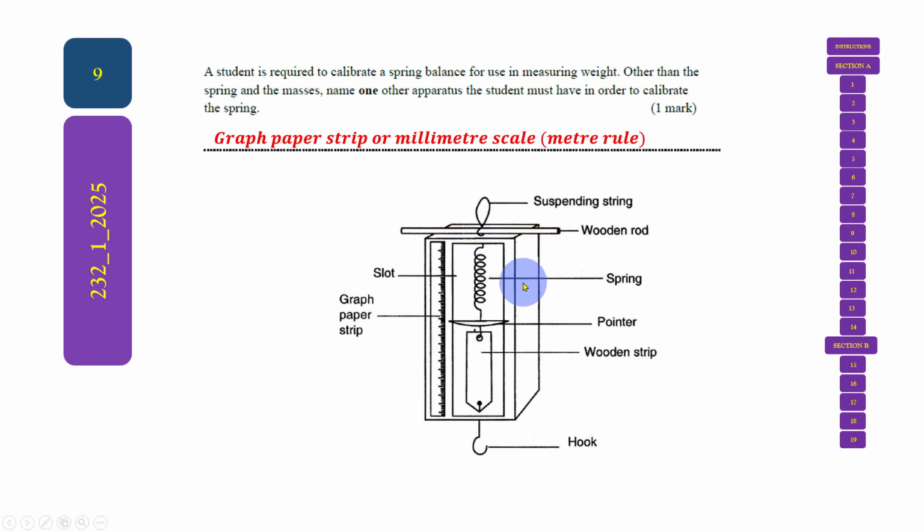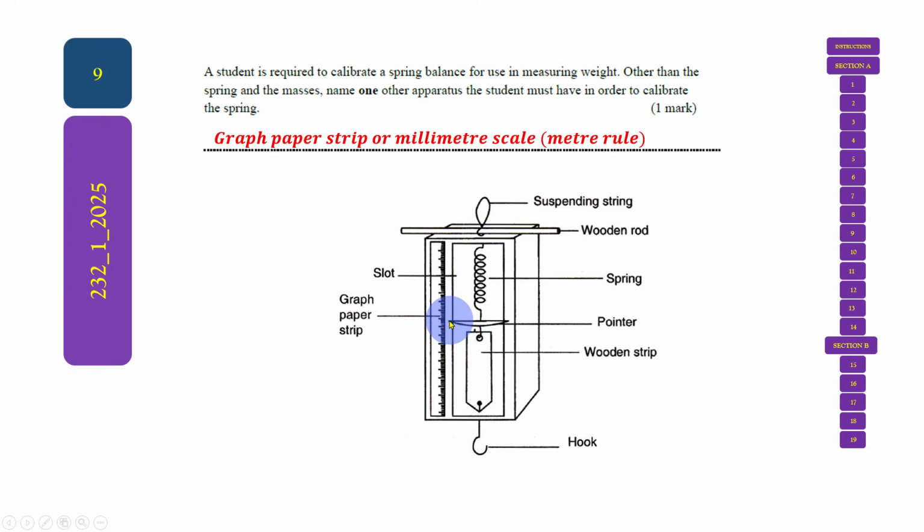We've been told the spring is provided, the weights are provided, so probably you might require this graph paper here in order to mark the various positions of the pointer as you add the weights, because you will adjust this mark until it is lined with one of the marks, and then mark that point 0 when there is no weight on the hook.